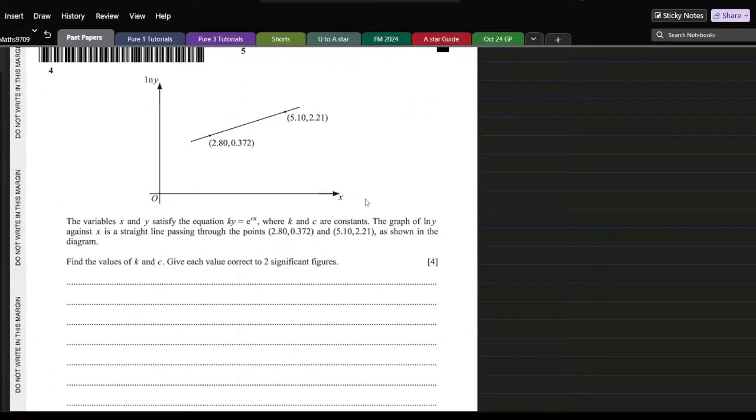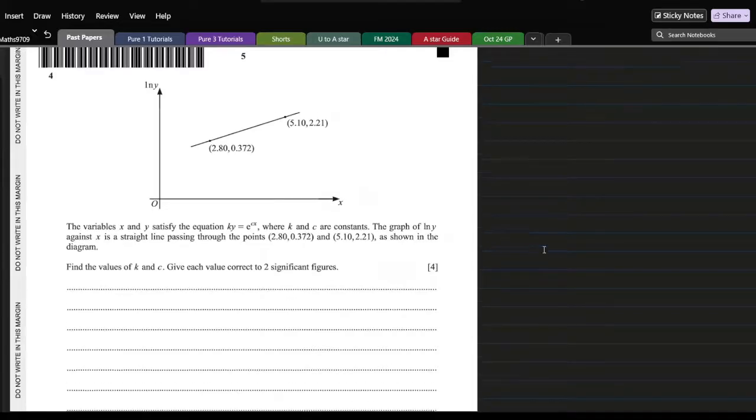Number 4, the variables x and y satisfy the equation ky is equal to e to the cx, where k and c are constants. The graph of ln y against x is a straight line passing through the points 2.80, 0.372 and 5.10, 2.21 as shown in the diagram. Find the values of k and c. Give each value correct to two significant figures.